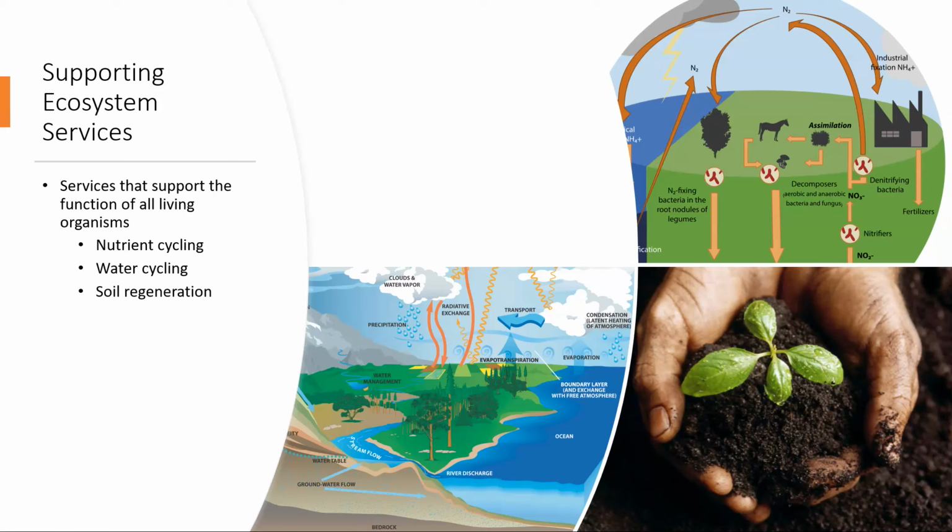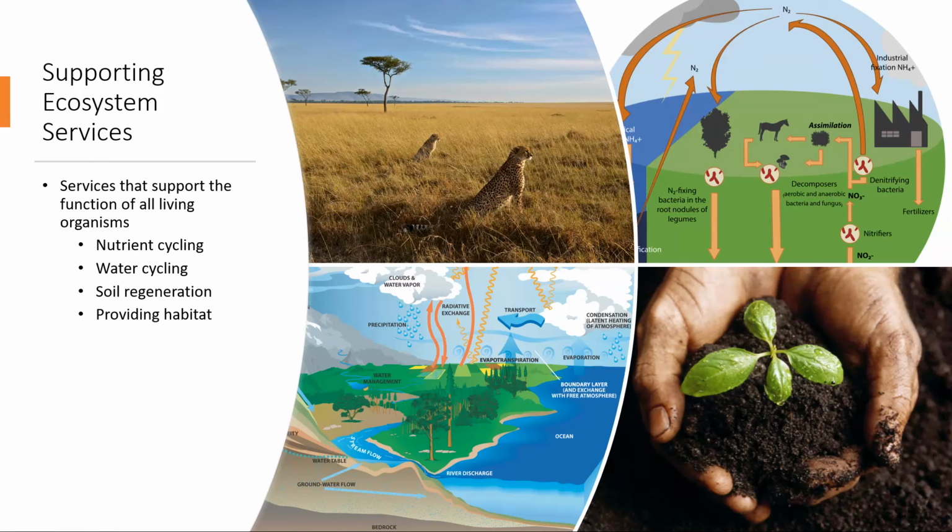Okay, regenerating soil. Plants take up nutrients from the soil, like nitrogen and phosphorus and others, for example. When they die and decompose, many of those nutrients are put back into the soil. Without that regeneration of nutrients, we would deplete the soil and it would no longer be suitable for life. All right, and providing habitat. We call these supporting ecosystem services because they are things that natural systems do to support the living systems that are a part of those natural systems.